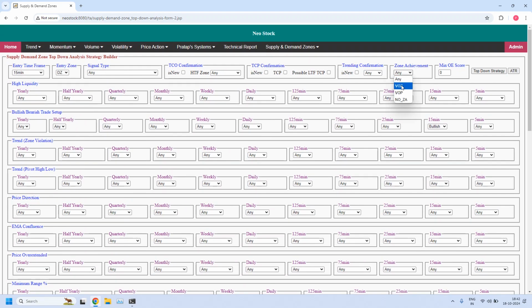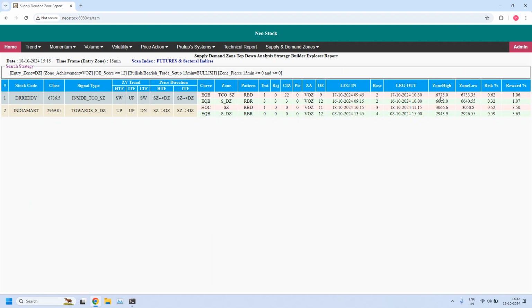Zone achievement violated opposing zone. Minimum odd enhancer score 12. With all the 3 filters, we got 2 stocks. Currently these two stocks are supporting bullish trade setup for daily income trade, that is entry time frame 15 minutes. So these are the 15 minute zones.